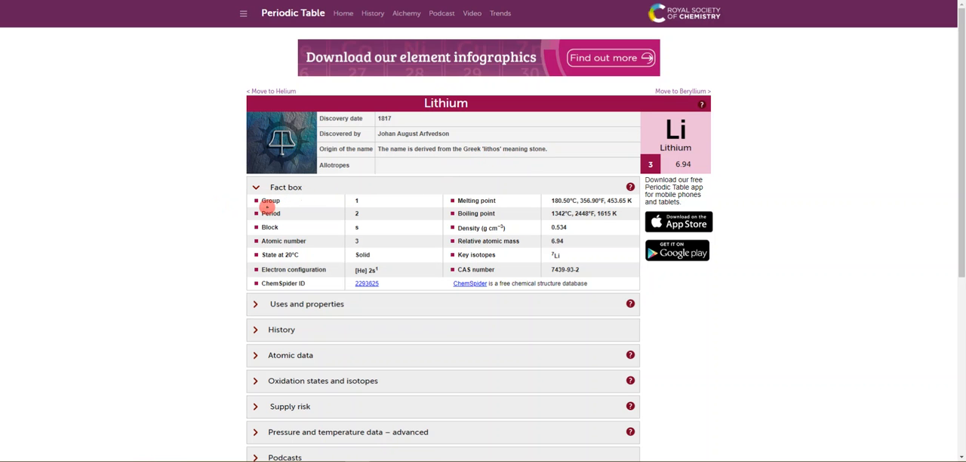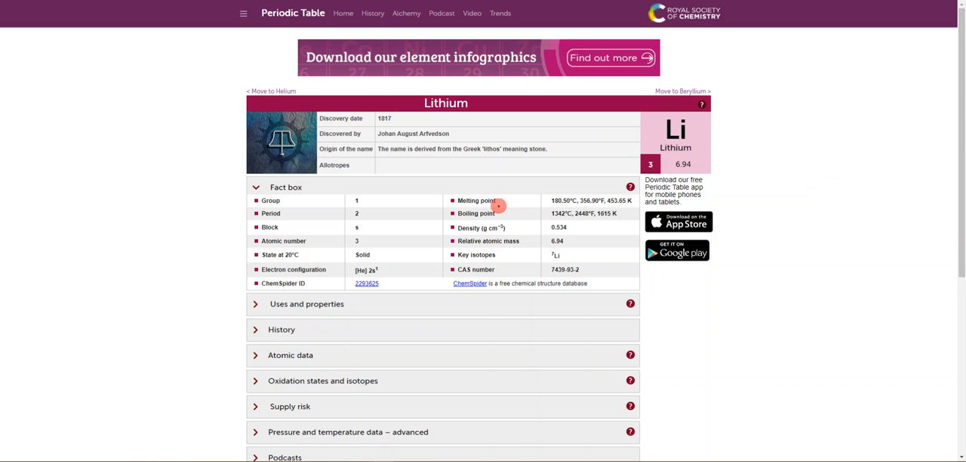So some facts: it tells you it's a group 1 element. It's in the second period, so we've talked about groups and periods. S block we haven't really talked about. Its atomic number is 3, so we know that it has 3 protons within its nucleus. At 20 degrees, it's actually a solid. Its electronic configuration, we see here, is that it has 1 electron in its outer shell.